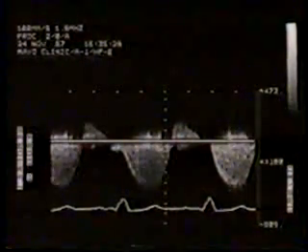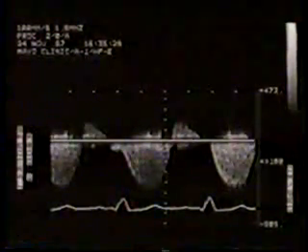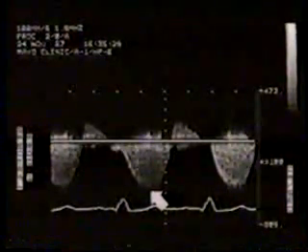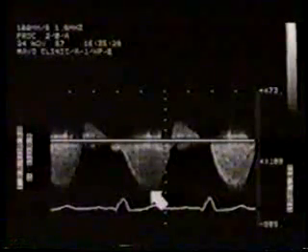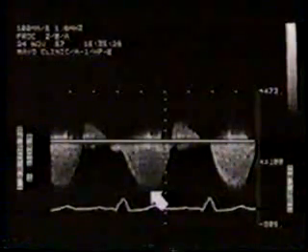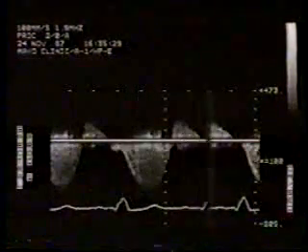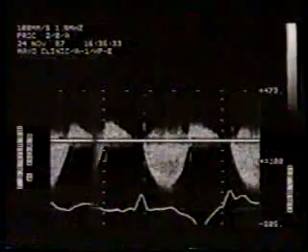Continuous wave Doppler examination revealed that the peak velocity across the conduit valve was 4.7 meters per second, which calculates to a maximum gradient of 88 millimeters mercury. In real time, you can also see presence of conduit regurgitation.